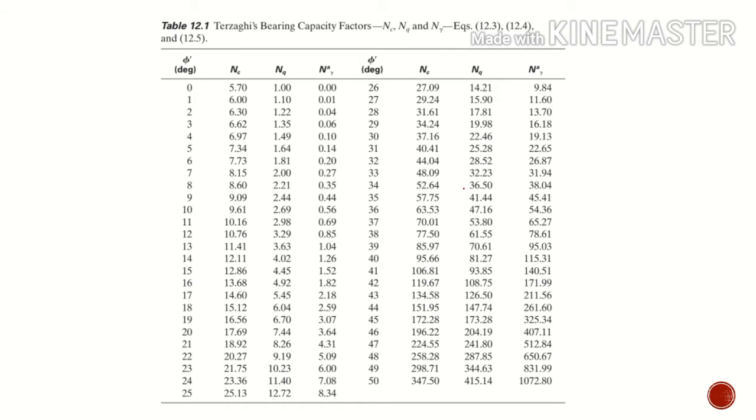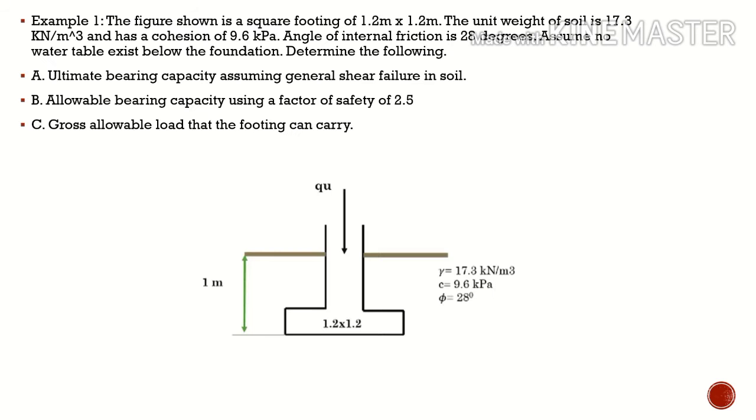So, this is the table. Let's say for example we are given an internal frictional angle of 30. So, these are our factors Nc, Nq, and N gamma. To better understand, let's proceed to example 1.